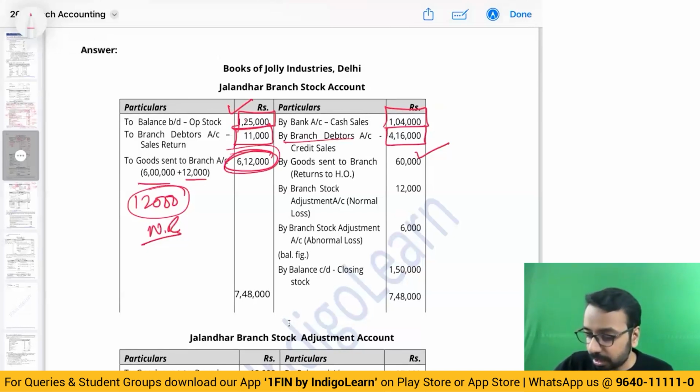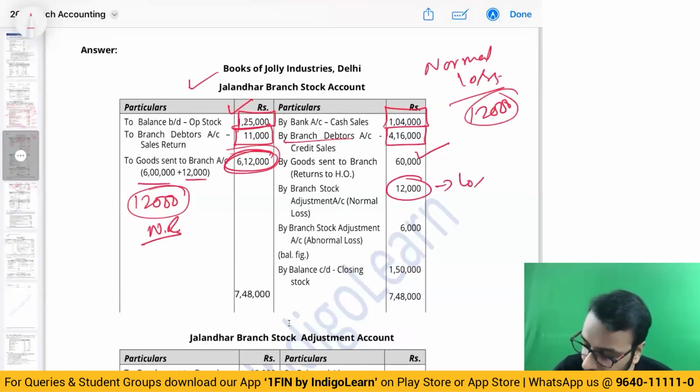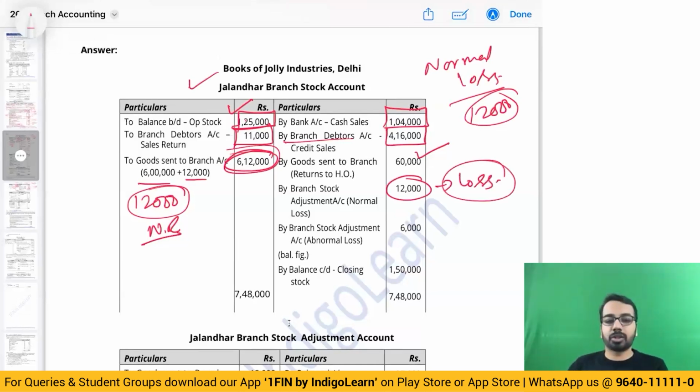Out of this 6,12,000, there is a normal loss of how much? 12,000. So think of it this way. I have debited the stock account by 6,12,000, saying that I have sent goods worth 6,12,000, but the other party received only 12,000. So what will I do? I will take this as a loss and transfer it to the branch stock adjustment account, because it's a normal loss.